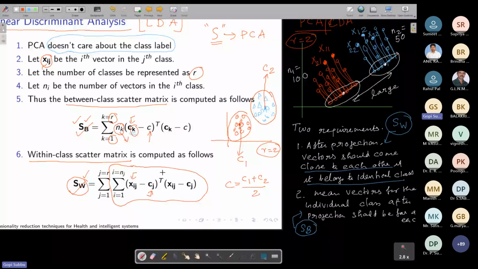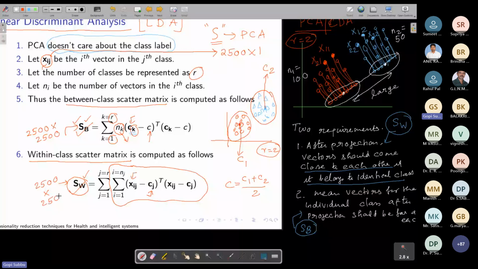Once we compute this SB and SW, of course, what is the size of SB and SW? It depends upon the size of this vector, right? So let us say this vector is in the higher dimension space. Let us say this vector is of size 2500 cross 1. Then this between class scatter matrix is going to have the size 2500 cross 2500. And SW is also going to have the size 2500 cross 2500.